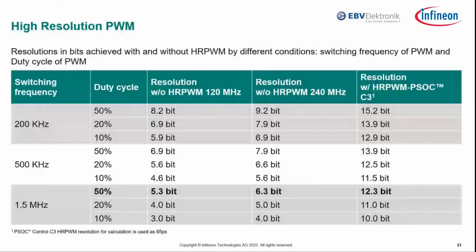Here we can see a comparison between the PWM with and without the HR feature, at a switching frequency of 1.5 megahertz and a duty cycle of 50%. We can reach more than double the resolution using HRPWM, which is 12.3 bits. In here you can see.